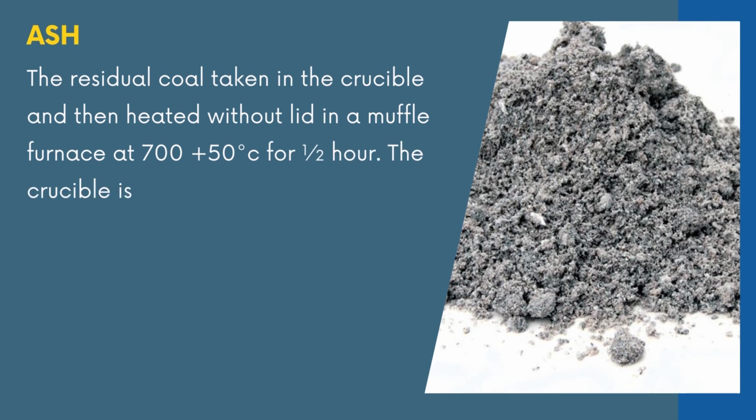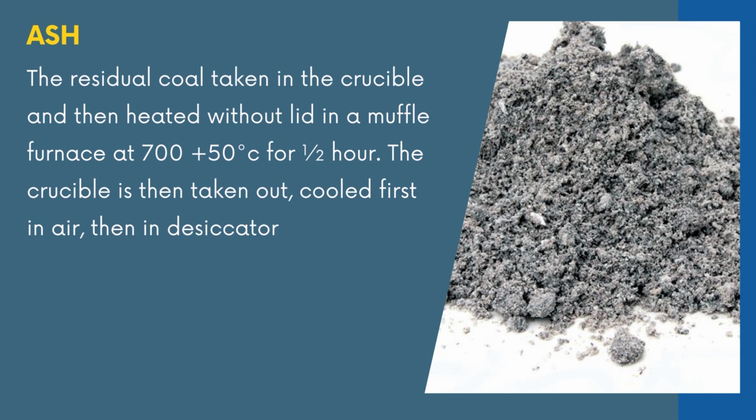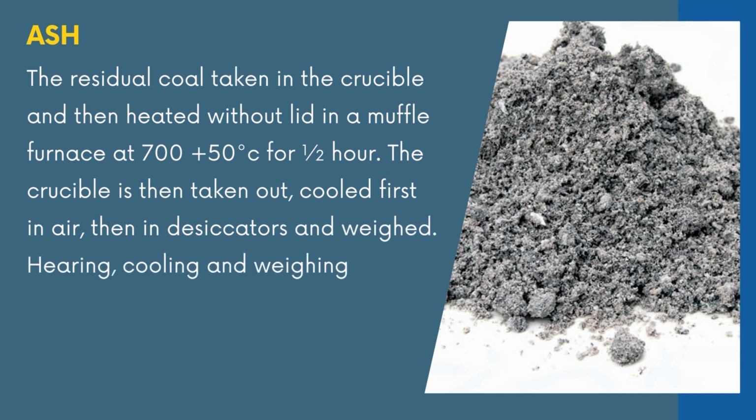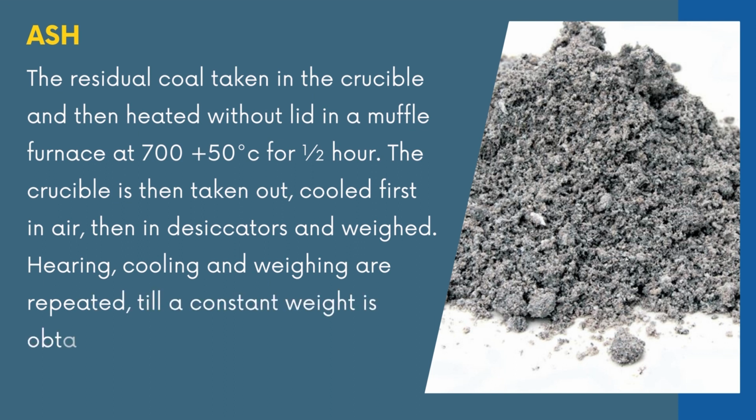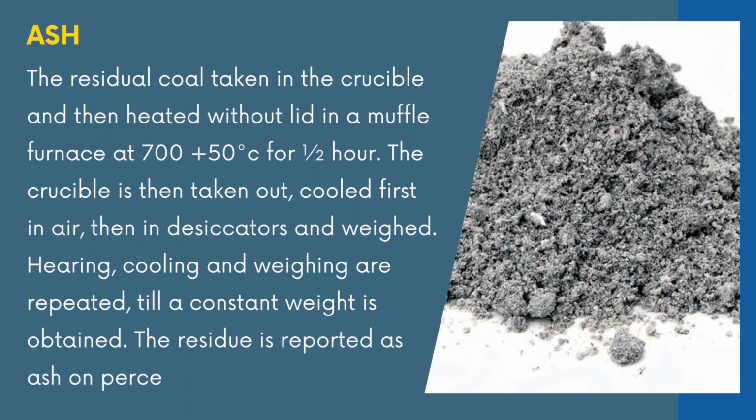The crucible is then taken out, cooled first in the air, then in a desiccator, and weighed. Heating, cooling and weighing are repeated till a constant weight is obtained. The residual is reported as ash on the percentage basis.